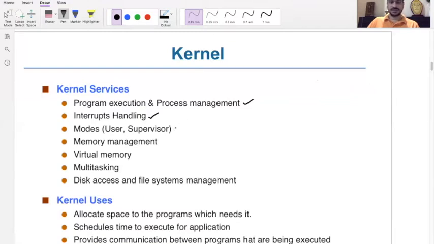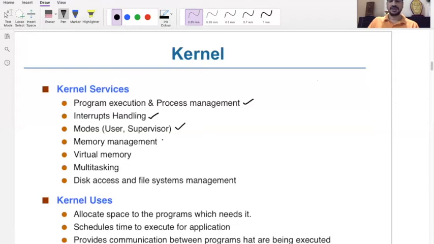Then the kernel will manage the modes also. Just now I told you we have two types of mode in the CPU. We have user mode and we have supervisor mode. Supervisor mode will be used when we are running any system software, meaning any program related to the operating system. At that particular time, we have to change the mode to supervisor mode. And there is user mode. In user mode, the user will have the control and will run their application software. These two are the modes of the CPU, and the interface, or you can say the bridge, to change from user mode to supervisor mode will be provided by the kernel.